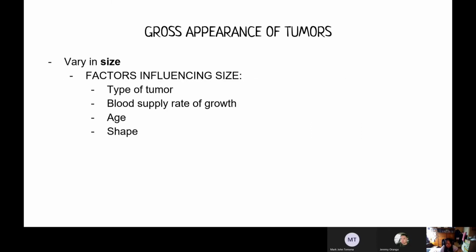Sorry. Okay. So next we have the gross appearance of tumors. They vary in size. There are factors that influence the size, which are the type of tumor, the blood supply, rate of growth, age, and shape.